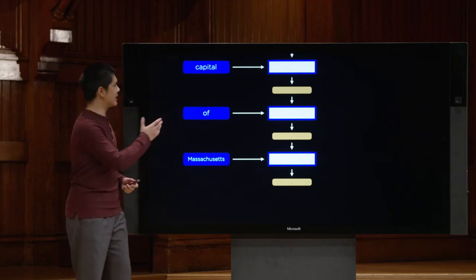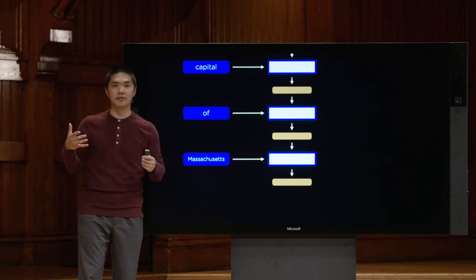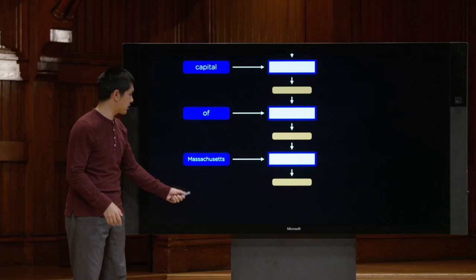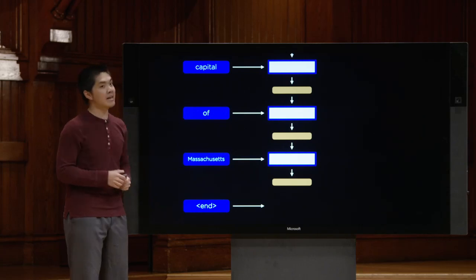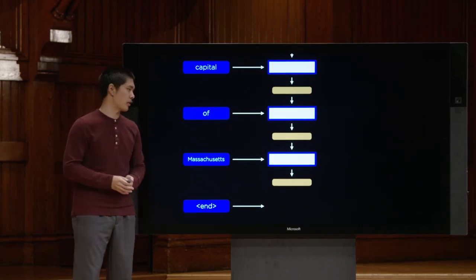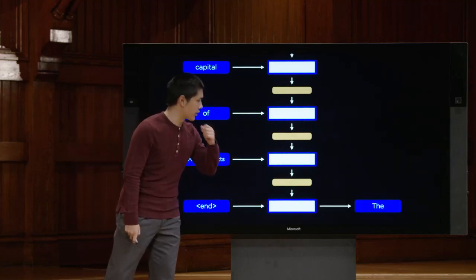Now somehow we need to signal the fact that we're done. There's nothing left in the input. And we typically do this by passing some kind of special token, say an end token, into the neural network. And now the decoding process is going to start. We're going to generate the word the.